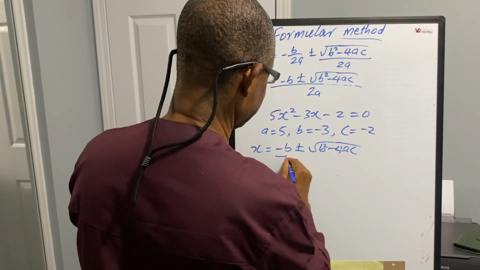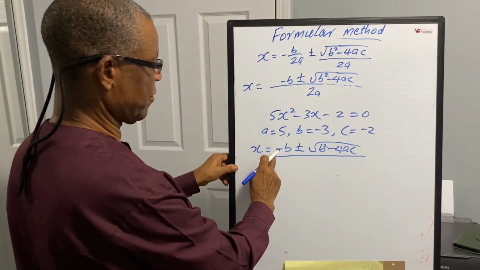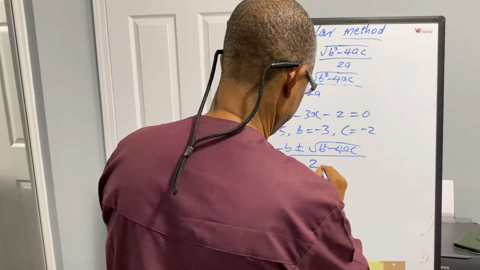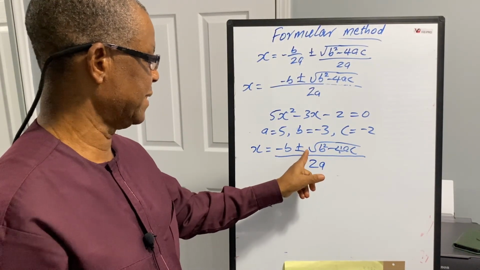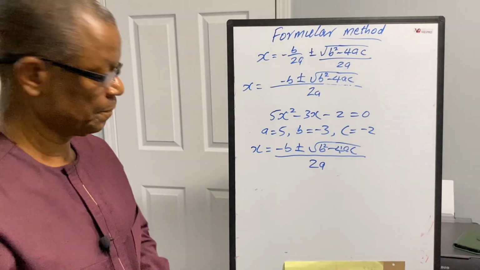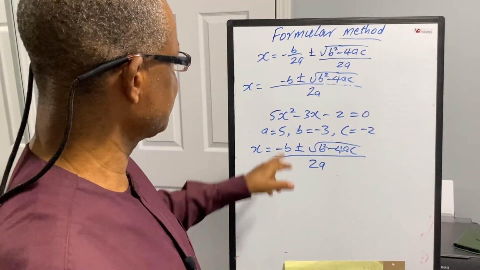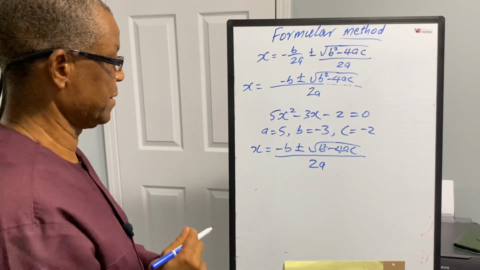See where my division line is starting? From the beginning of this minus, over 2a. My division line did not start here. It starts from the beginning to the end. And now we substitute these values we have here in the appropriate place.